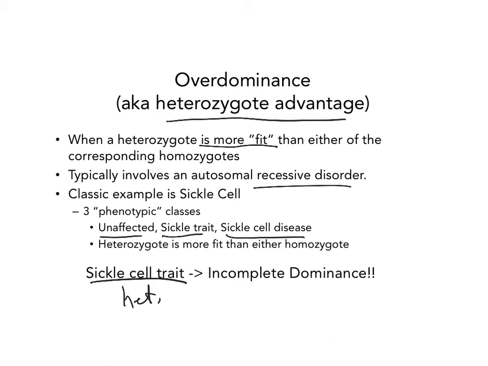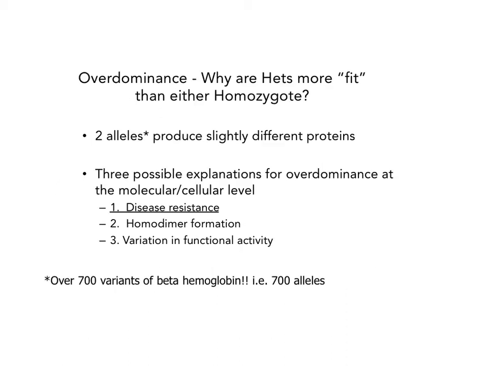Now, in areas where malaria is high in prevalence, you can get a situation where the heterozygote or the sickle trait is actually selected for. So as I mentioned, the two alleles are producing different proteins, and if you want to, you can go online, either to OMIM or to some other sites, and you can see that there are over 700 variants of beta hemoglobin alone. So there's quite a few different ways you can have this mutated protein.